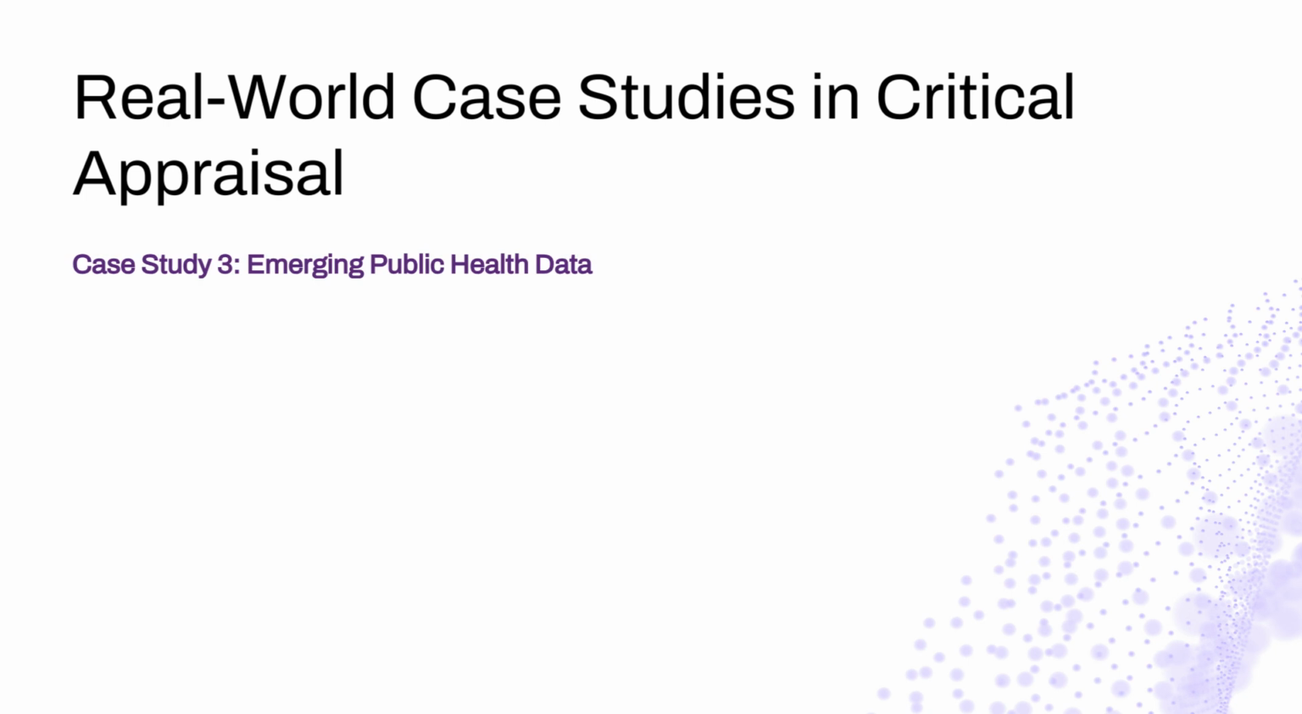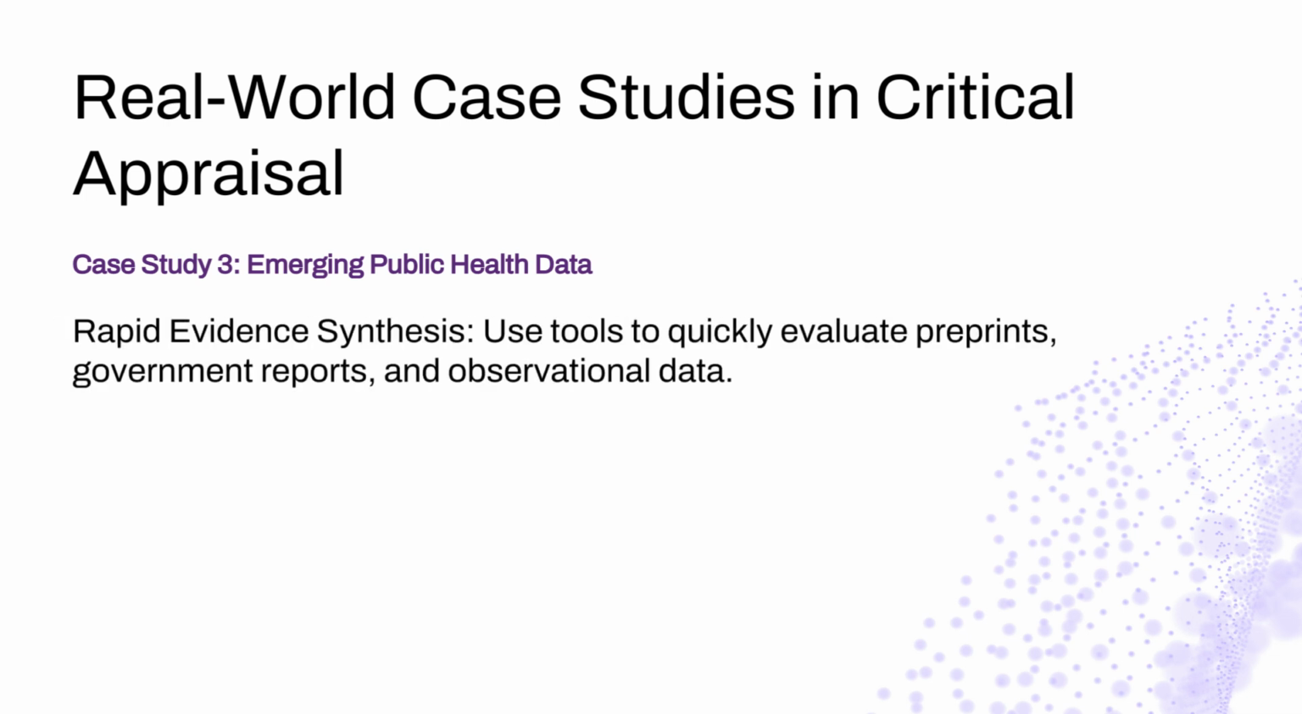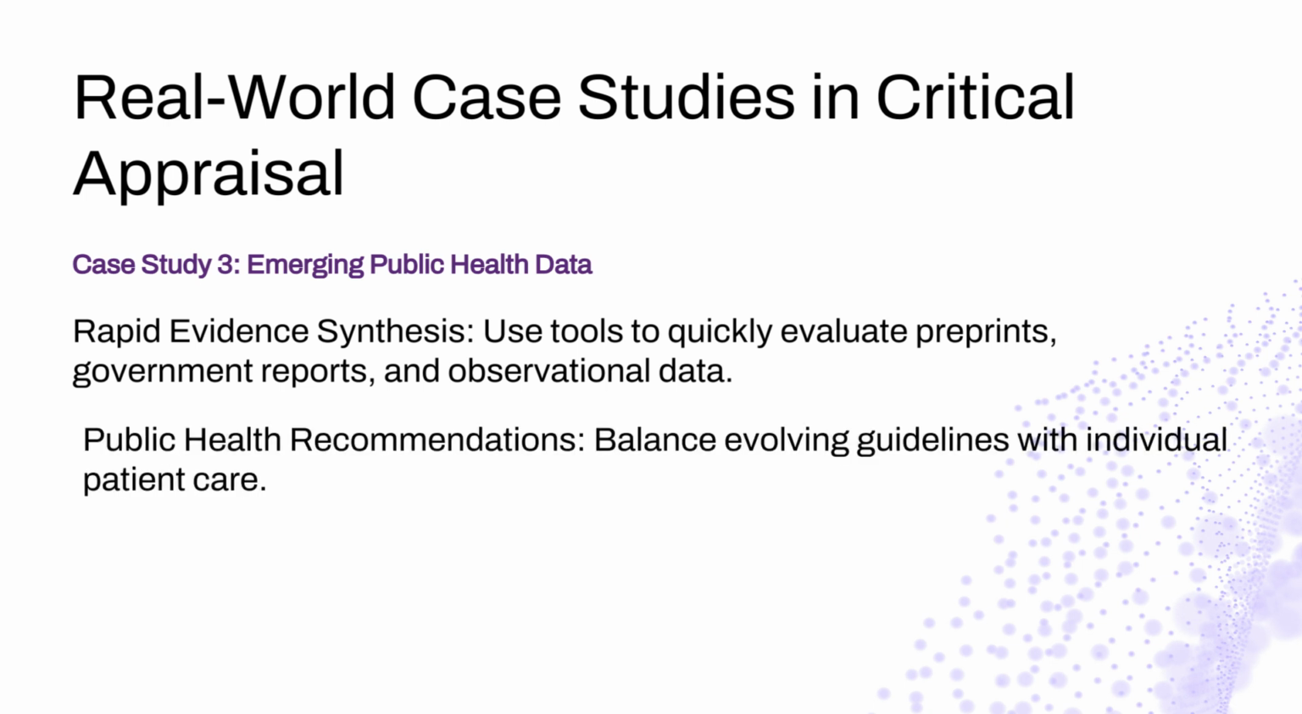Case Study 3. Emerging public health data. Think back to the early days of a pandemic. New data emerged every day, but much of it wasn't peer-reviewed. How do you critically appraise this? Rapid evidence synthesis. Use tools to quickly evaluate preprints, government reports, and observational data. Public health recommendations. Balance evolving guidelines with individual patient care. These examples show how critical appraisal is applied in real-world, high-pressure situations.